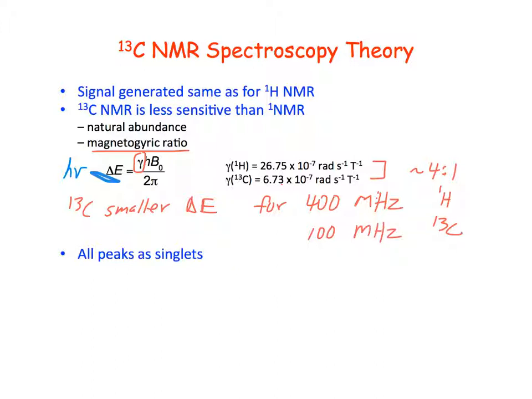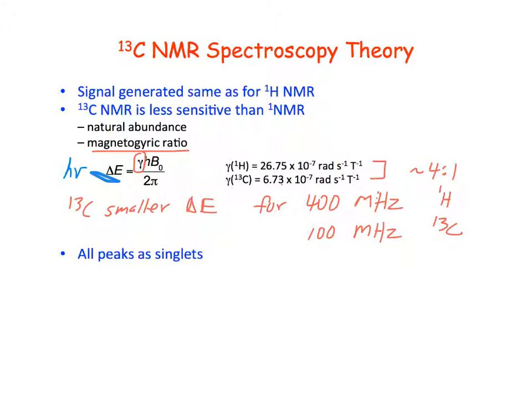So when you report this in a paper, the frequency that you're running it at, you have to take this into account. So at 500 megahertz NMR downstairs, the carbon frequency is only 125.